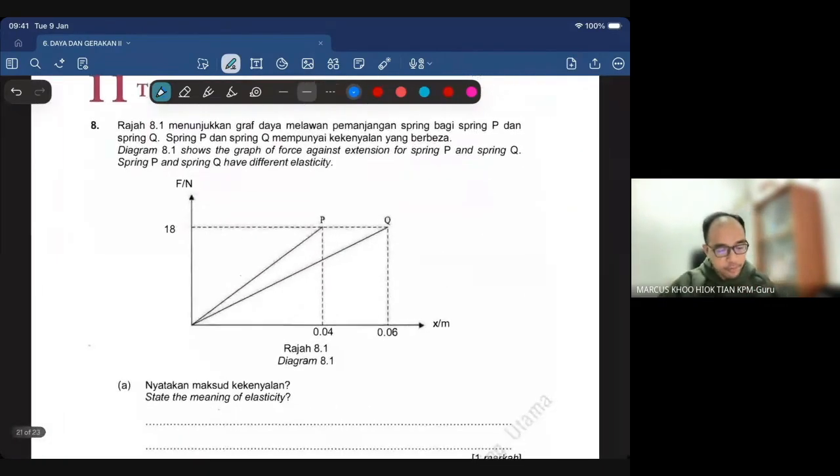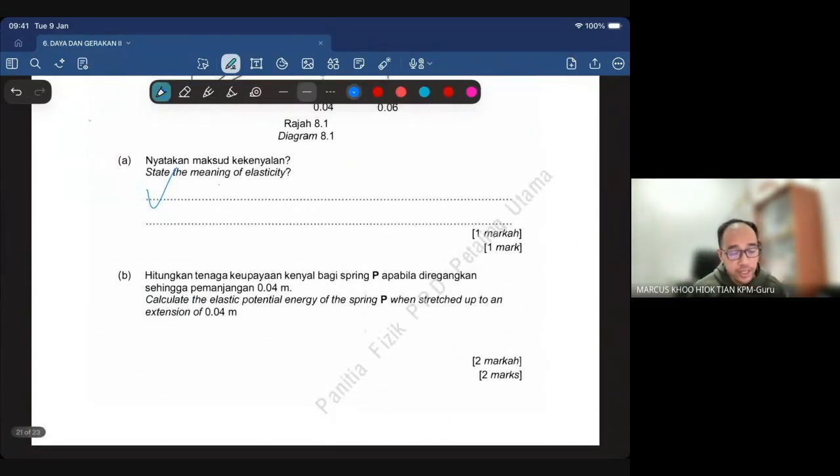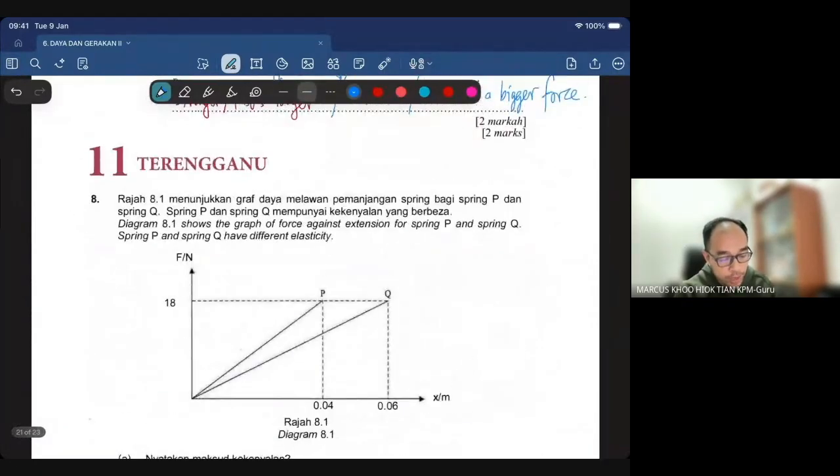Number 8. 8.1 shows a graph of this. I think we covered the meaning of elasticity. No, adamantium doesn't exist. Still the meaning of elasticity. I think we've covered this. Calculate the elastic potential energy for spring P. So we're only interested in this graph.